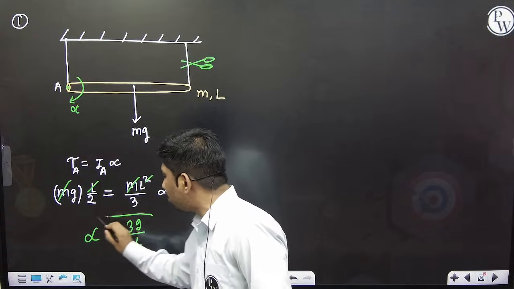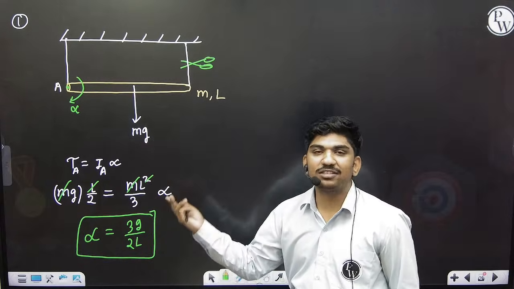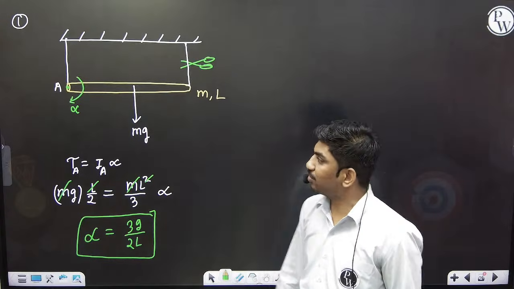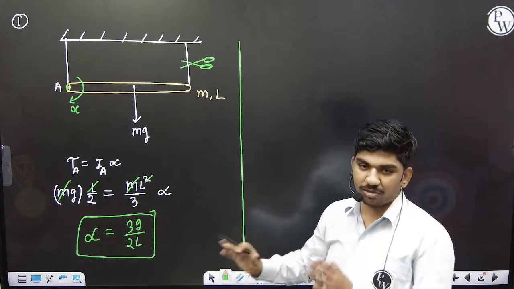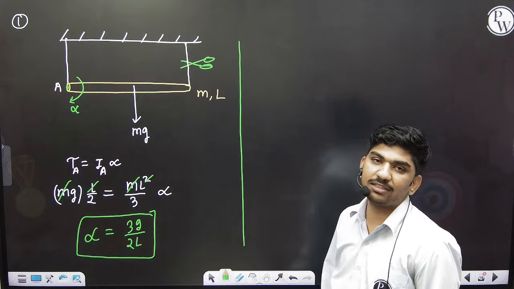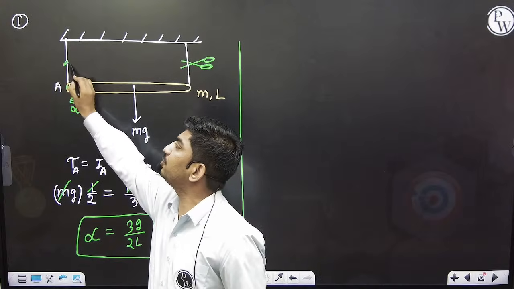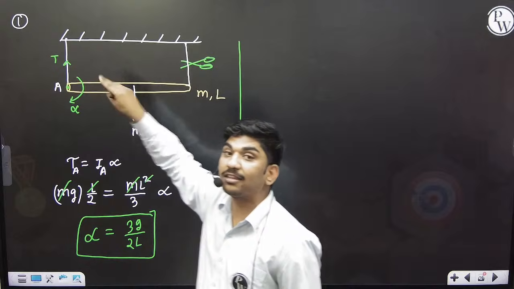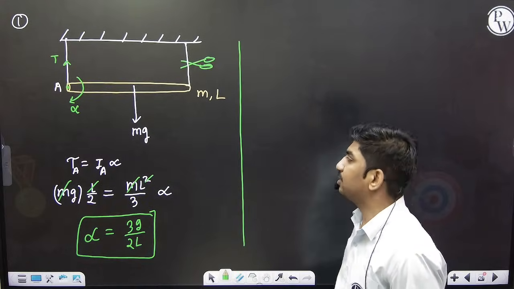And I hope many of you remembered it directly, because we have discussed 3-4 such questions in the class. Generally we discuss these questions and you remember it. Now the question does not end here. This is just alpha. Now what are they asking? They are asking, when you cut this string, what tension will you get in this string at that instant?